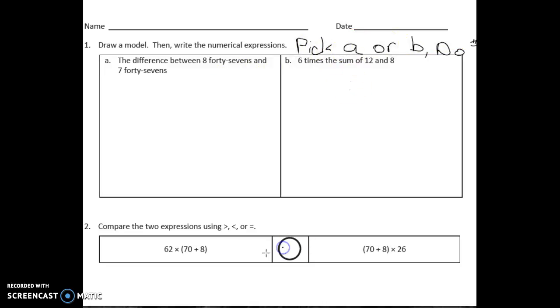The next one, right here, it's asking you to do number 2. Compare them. Compare the two. So again, I would definitely think about doing it the way we did, just by picturing what's happening. And if you need to draw a model, go for it.